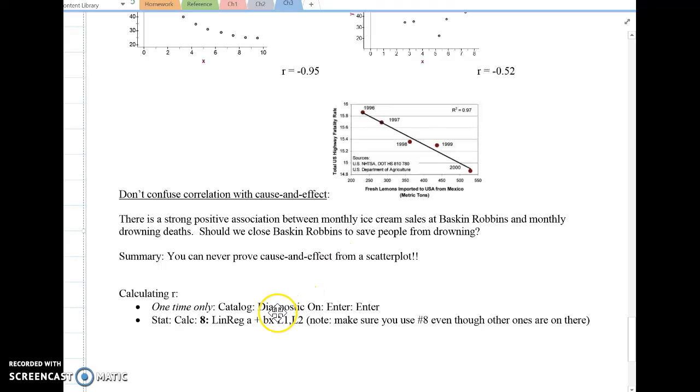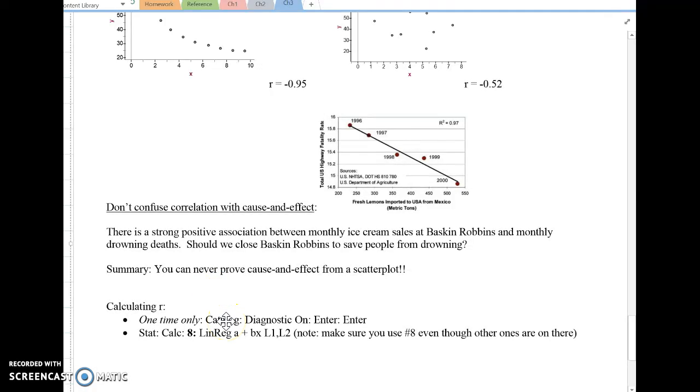In case you need to find your R, and it's not showing up when you run your linear regression, you're basically going to go to the catalog. So you hit second, and then the number 0, and then the catalog will show up. Then you want to find diagnostic on, and then press enter twice, and it should now show up whenever you run linear regression. If you need help with that, I can help you when I get back, or your sub probably can help you with that one as well.